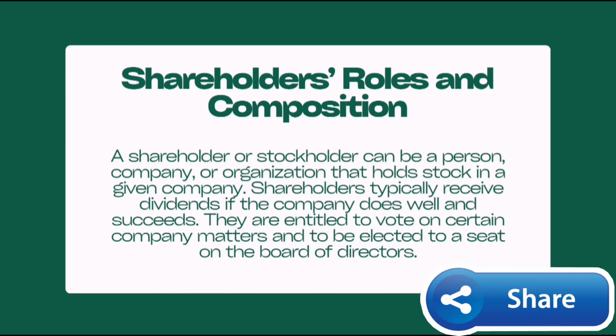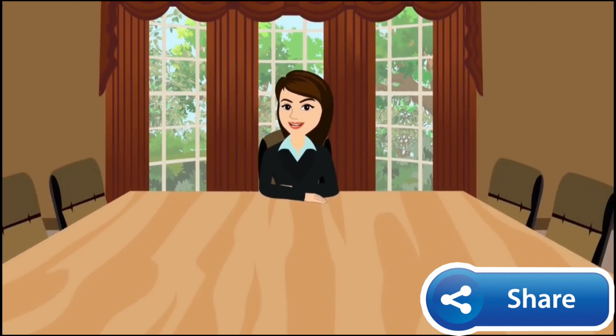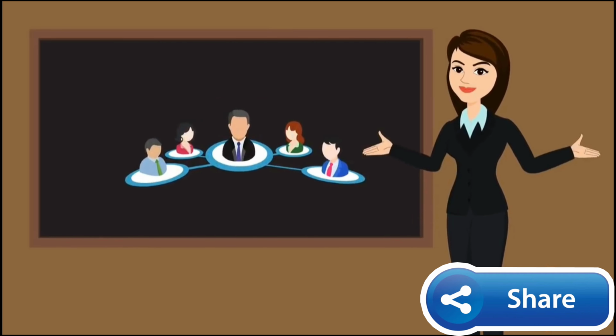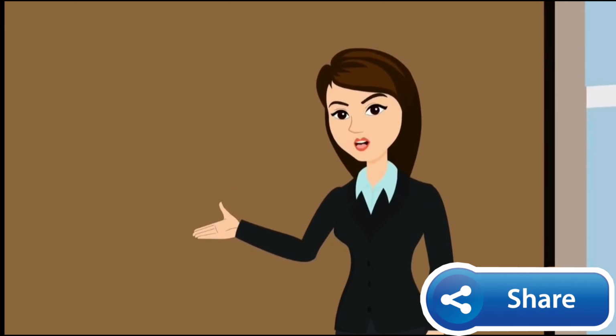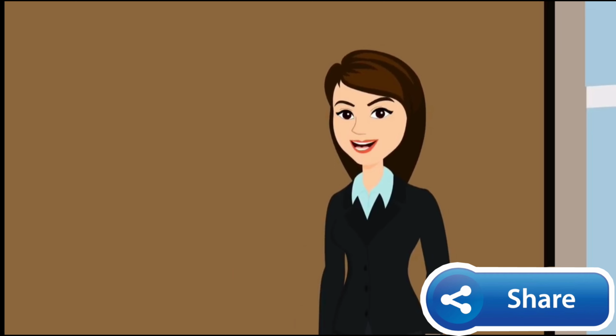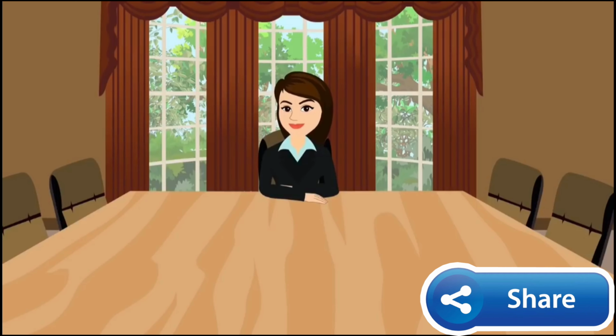A shareholder or stockholder can be a person, company, or organization that holds stocks in a given company. They are entitled to vote on certain company matters and to be elected to a seat on the board of directors. One advantage of being a shareholder is that creditors cannot compel shareholders to pay for any of the company's financial obligations or debt. However, being a shareholder includes responsibilities such as appointing the company's directors, deciding on director compensation, setting limits on directors' power, and monitoring and approving the company's financial statements.